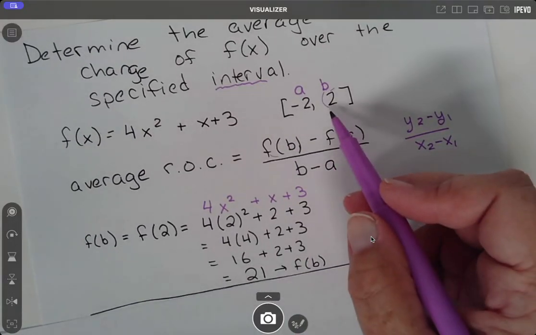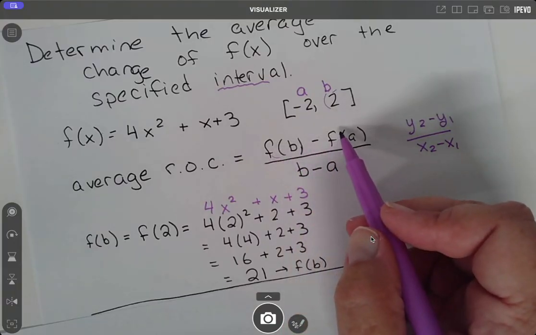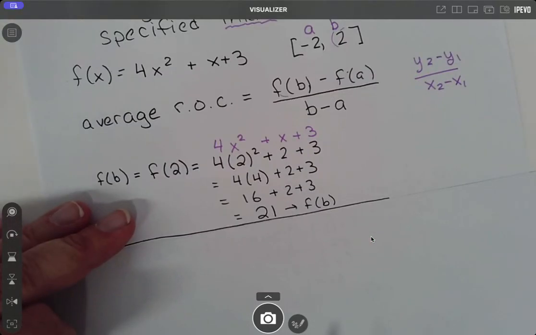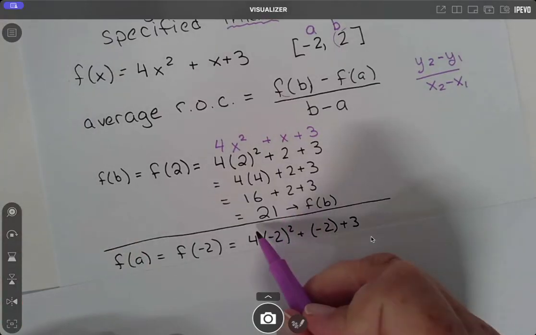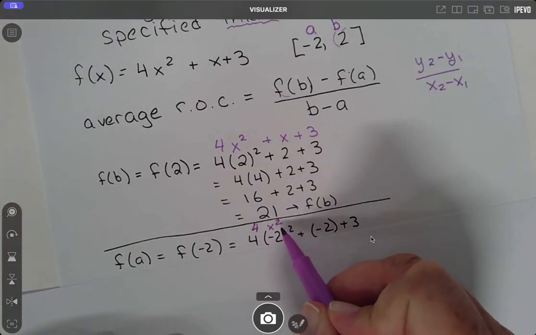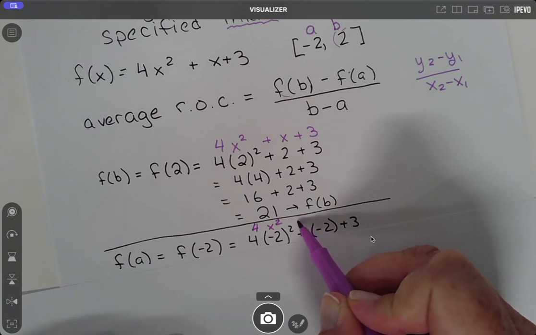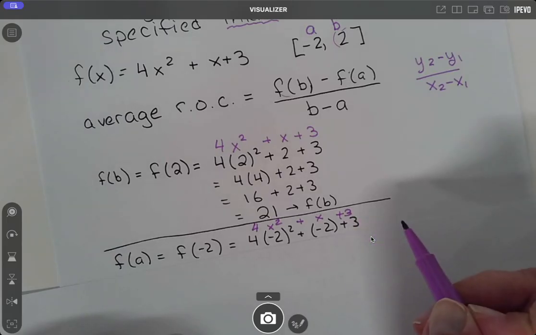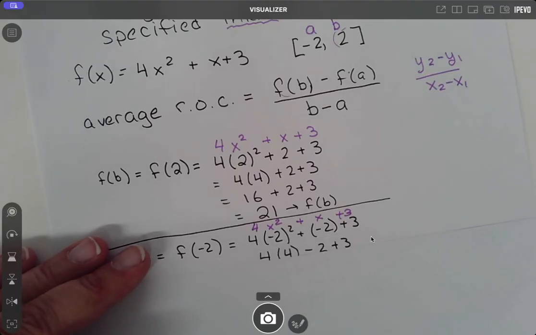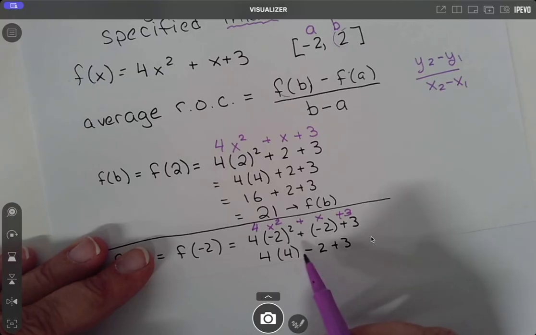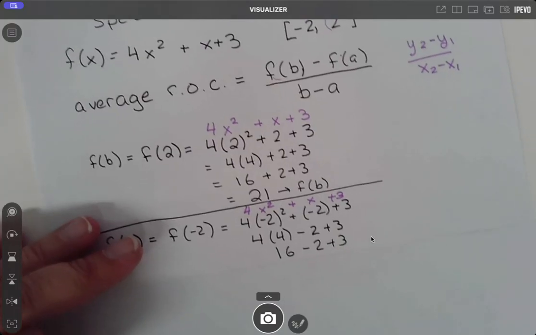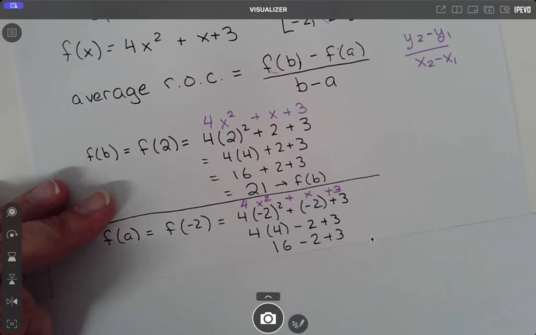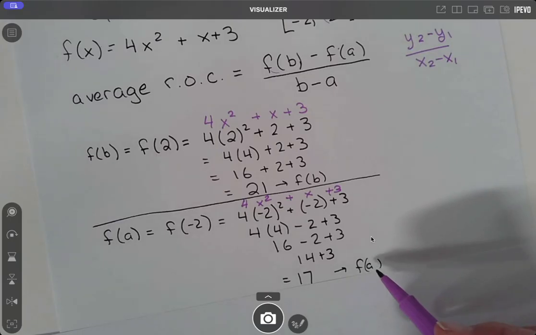Okay, I also need f of a for my formula. So a is -2, so let's plug in -2. And again, I plugged into 4x squared, so here's my x squared, plus x, which is -2, plus 3. -2 squared is +4, so I'm going to have 4 times 4, and this becomes -2 plus 3. 16 minus 2 plus 3, that's 14 plus 3, which equals 17, and I found my f of a.